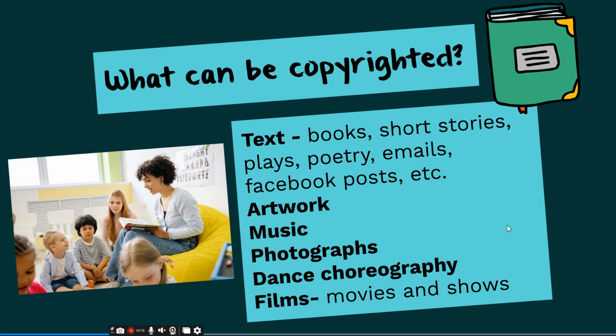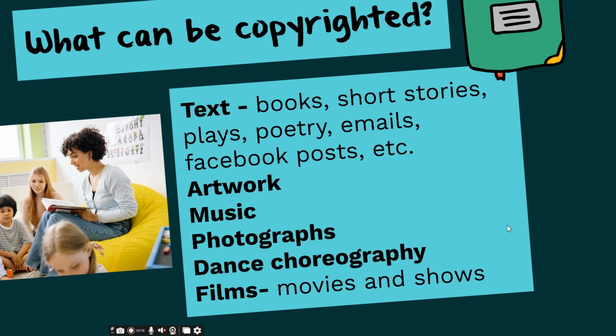So what kind of information can be copyrighted, you ask? Pretty much everything. Texts, so anything that's written down like books, short stories, plays, poetry, emails, Facebook posts, etc. Also artwork like paintings, drawings, illustrations, music, whether it's a beat or you singing, photography, any pictures you take, dance choreography. So if you make up a dance, if you make movies or TV shows or anything on film, anything you create can be copyrighted.